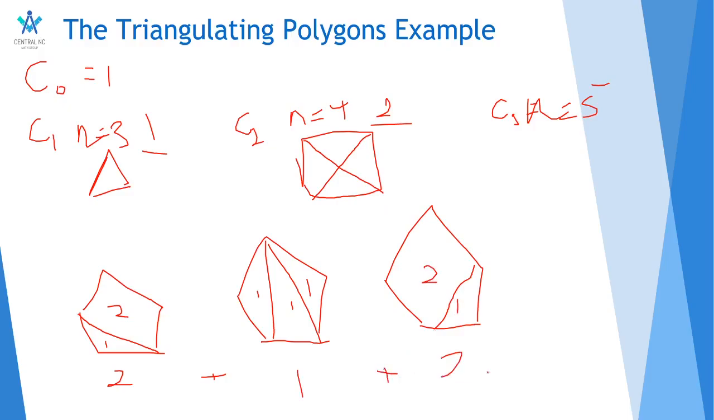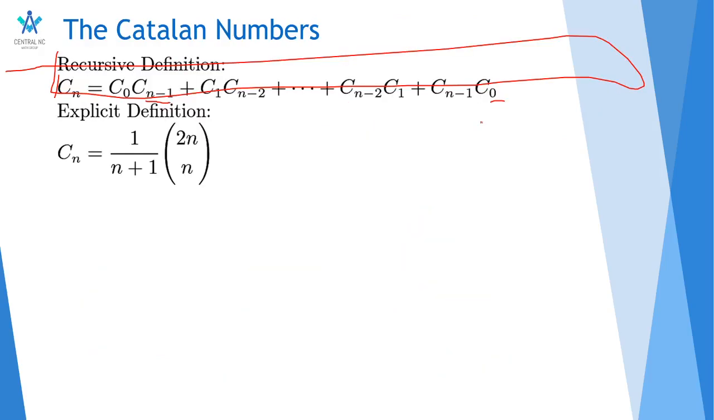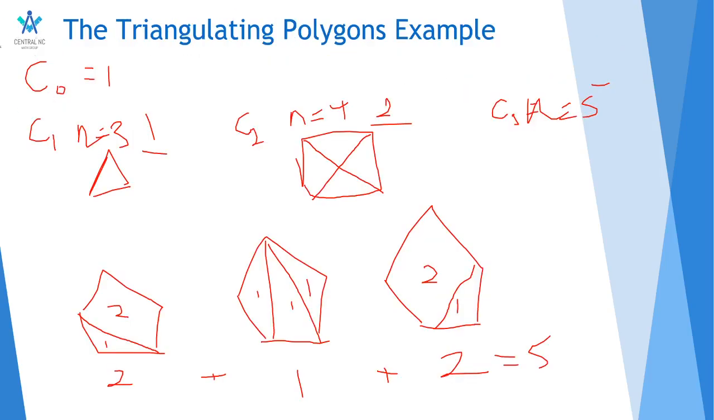And now I do want to relate this to our definition right here. So, that's C3 is equal to C0 times C2, which is why I let C1 for these purposes. C2 right here is 2, so 1 times 2 is 2, plus C1 times C1, right there. It's basically this 1 times 1, basically. And C2 times C0, which is also 2 times 1 here.